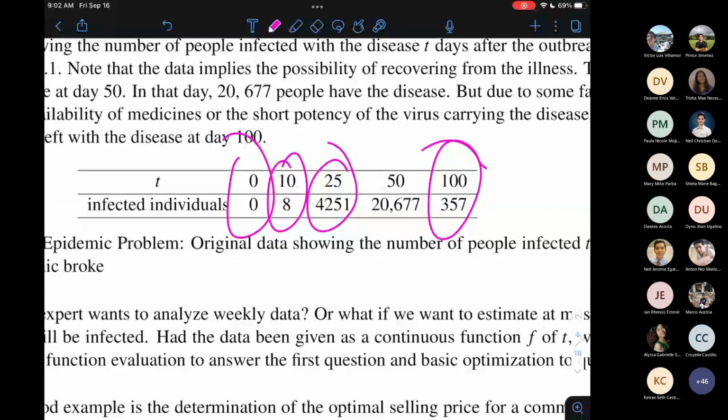Now, one possible question that you might ask is, halimbawa, gusto ng boss nyo or gusto ng secretary ng DOH, which reminds me, wala pa tayong secretary ng DOH, ano?